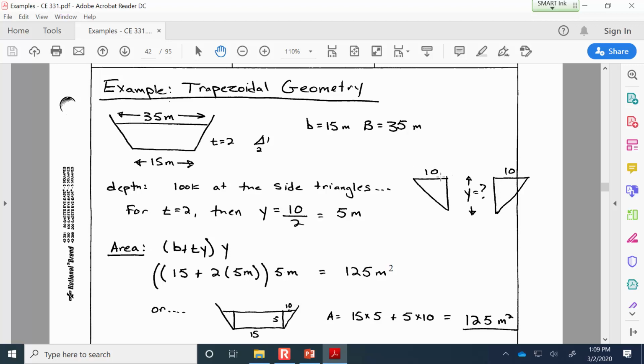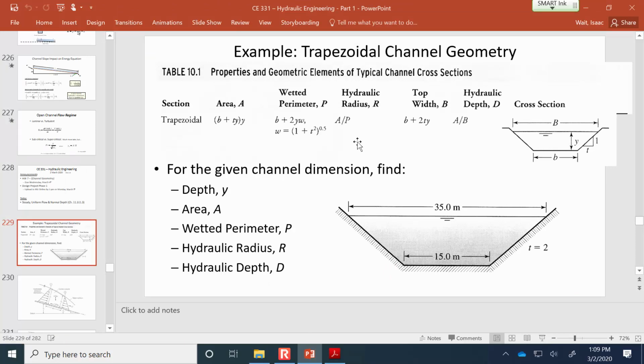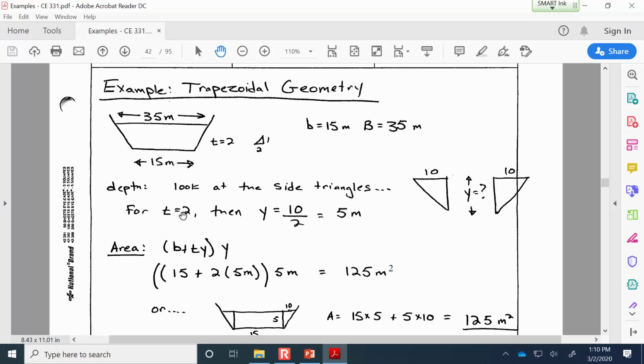And so the question is, if we have 10 as the top width of that triangle, and we know that the side slope is 2 units of width for every 1 unit of vertical, because t equals 2. Back to this explanation that we have in this sketch, it's 1 to t. And so we know, from like triangles, that t, 2, is to 10 as the unknown height y is to 5.